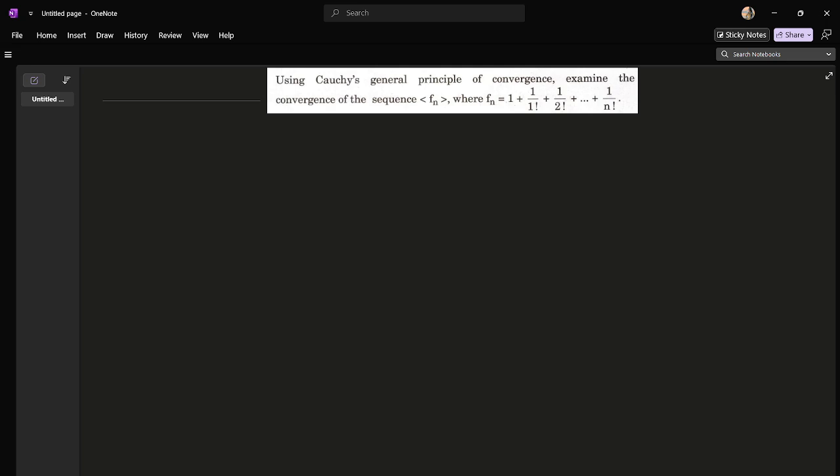We are now solving the UPSC Mathematics Optional Paper, Paper 2. This question came in 2024 and it is on Cauchy's General Principle of Convergence. Examine the convergence of the given sequence. Now, we are tasked to analyze the convergence of the sequence, which is this.